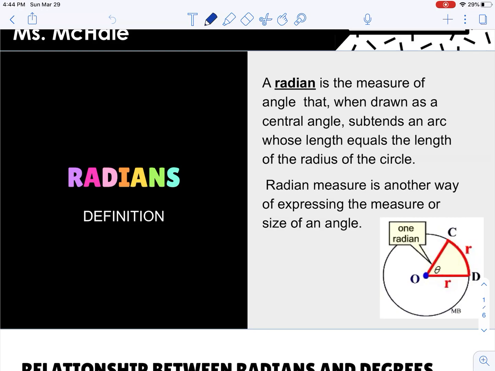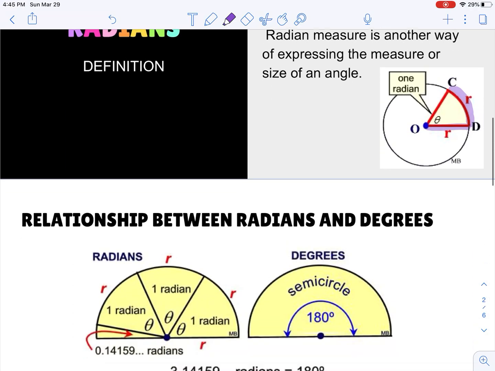So what is a radian? You should be familiar with this term from your Algebra 2 class, but it's actually a measure of an angle that, when drawn as a central angle, subtends an arc whose length equals the length of the radius of the circle, which seems like a crazy mumble jumble. But if you look at this picture here, you have the radius here, okay? The length of a radian is the length of a radius if you were to wrap it around the circle. It's another way of expressing the measure of an angle, and that's why we can compare degrees to radians, because they both measure angles.